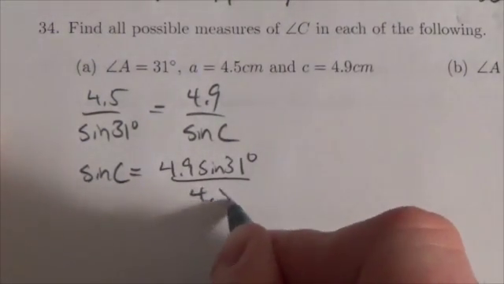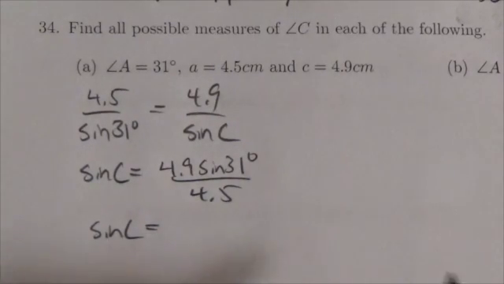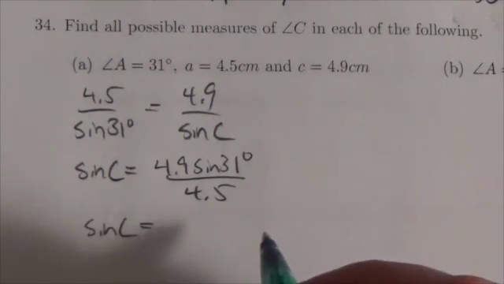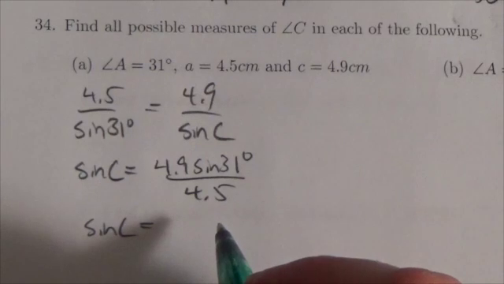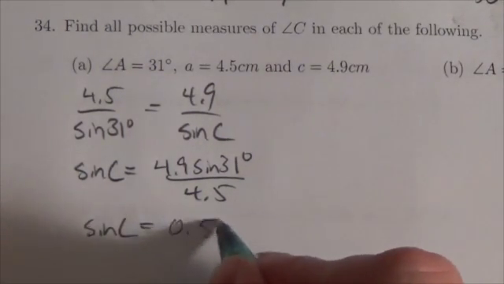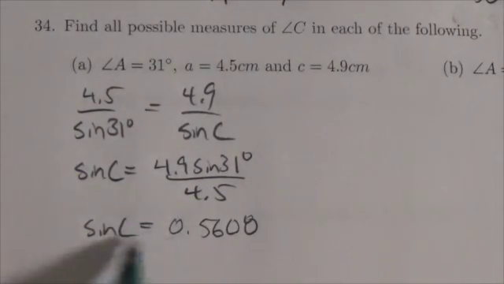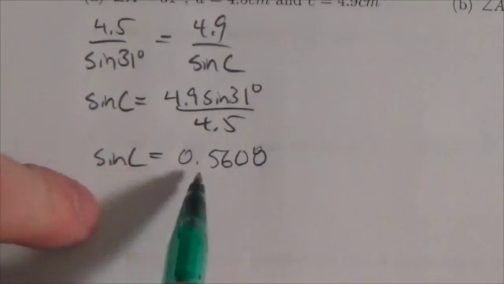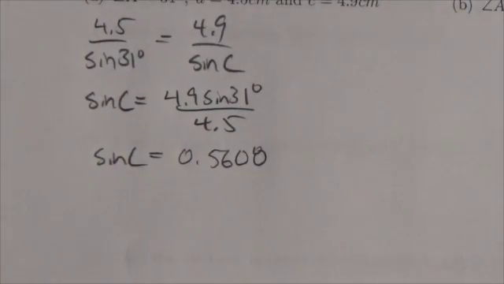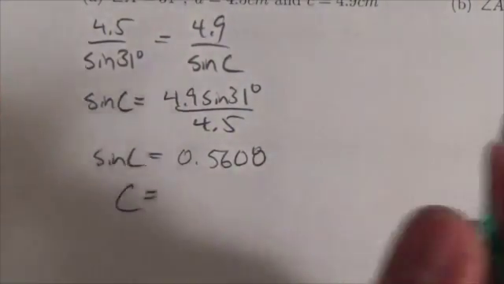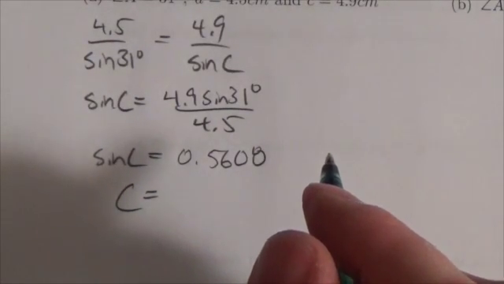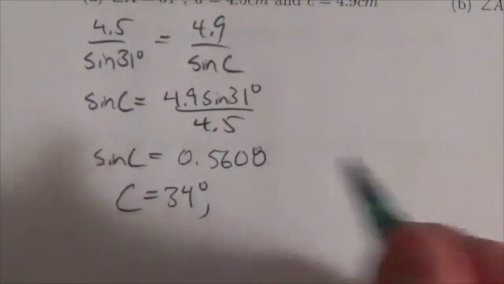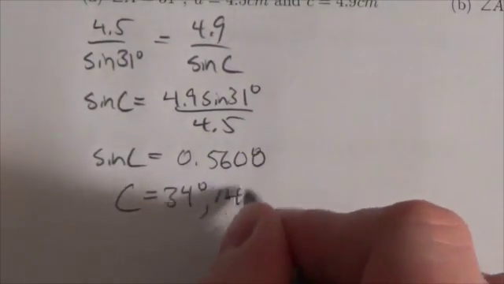Now, I'm going to evaluate the decimal here, 4.9 times the sine of 31 divided by 4.5. Okay, so we're going to get a ratio of 0.5608. Now, to solve this equation right here, I have to remember that the sine ratio is positive here. This could be a quadrant 1 angle, or it could be a quadrant 2 angle, which means angle C. Now if I take the inverse sine of that ratio right there, I'm going to get that this could be 34 degrees, or it could be 180 minus 34 degrees, 146.